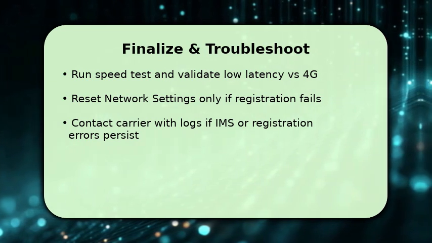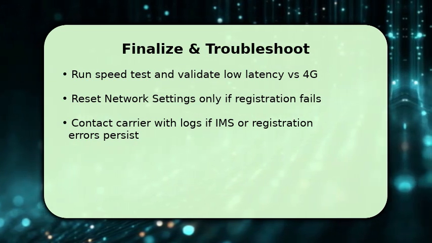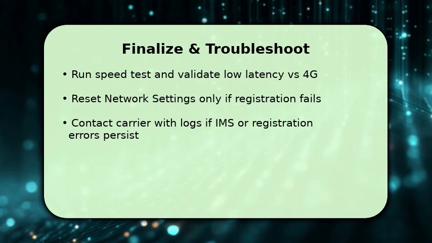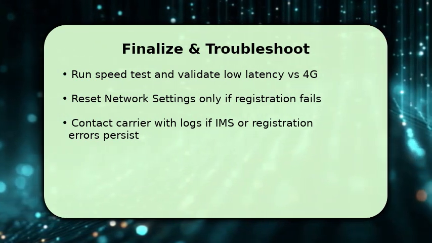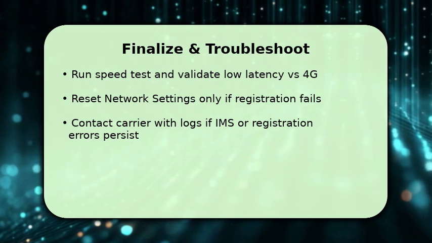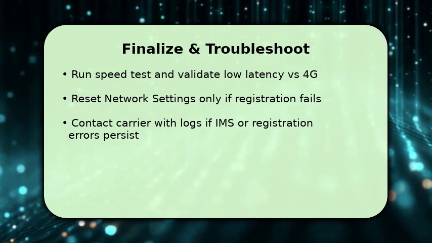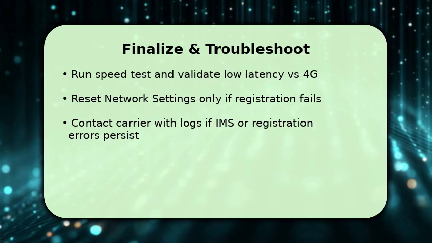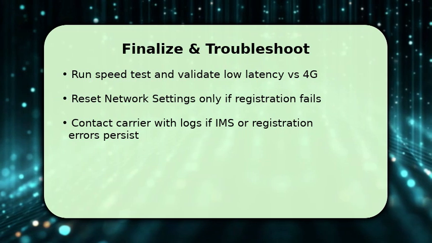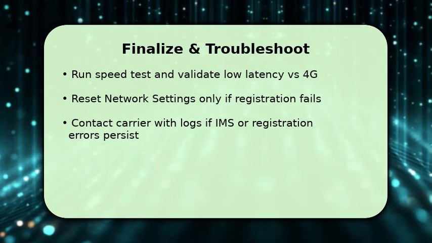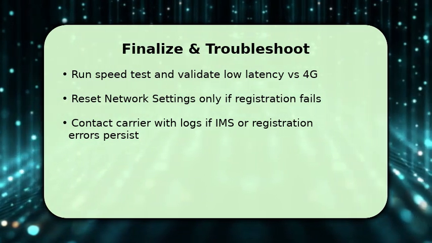If you don't get SA, toggle airplane mode, reboot, and confirm the eSIM profile is active. If problems persist, reset network settings as a targeted step, but back up Wi-Fi passwords first. If that fails, contact your carrier and provide registration/IMS error details so they can check your subscriber provisioning and core network registration.